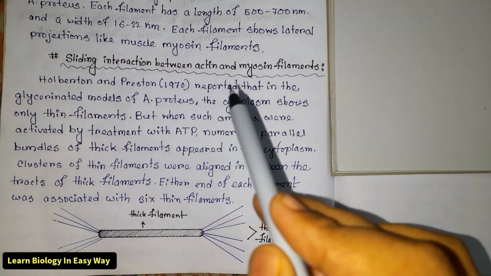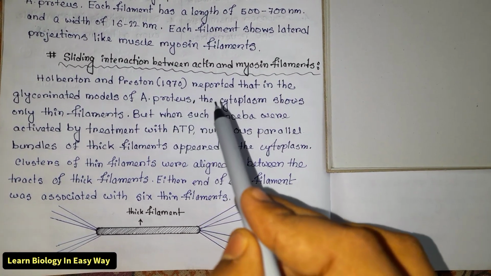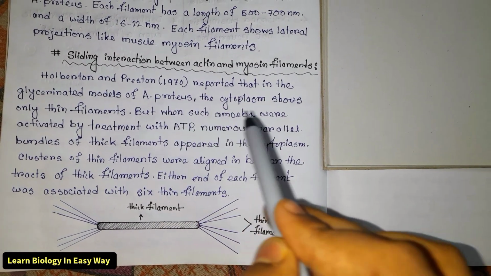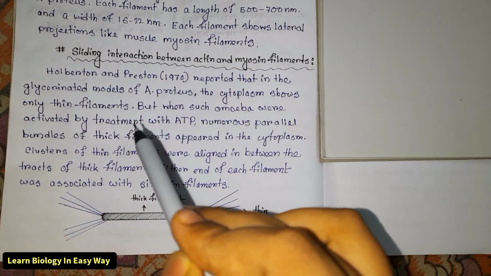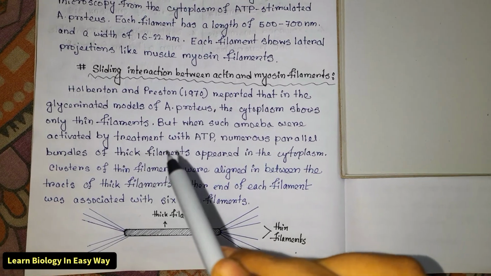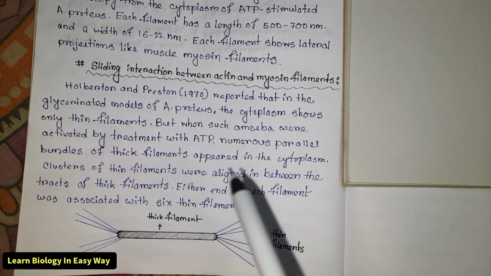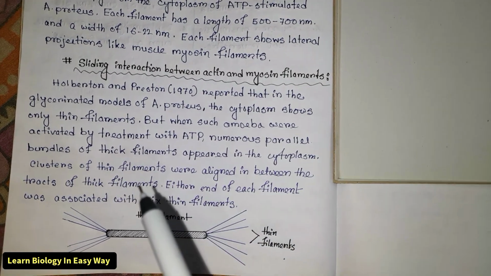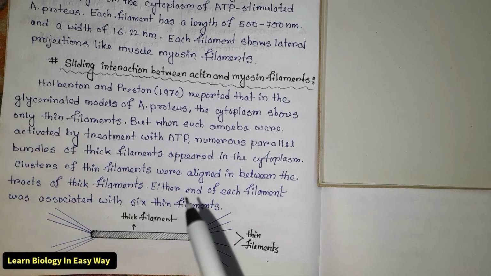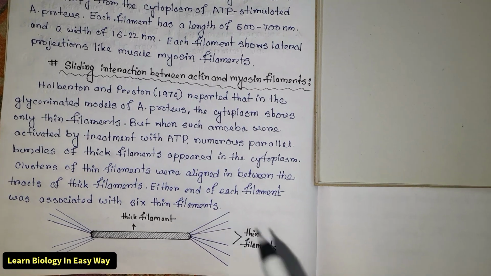Sliding interactions between actin and myosin filaments. Holberton and Preston 1970 reported that in the glycerinated models of Amoeba proteus, the cytoplasm shows thin filaments, but when such amoeba were activated by treatment with ATP, numerous parallel bundles of thick filaments appeared in the cytoplasm. Clusters of thin filaments were aligned in between tracts of thick filaments. Either end of each filament was associated with 6 thin filaments.